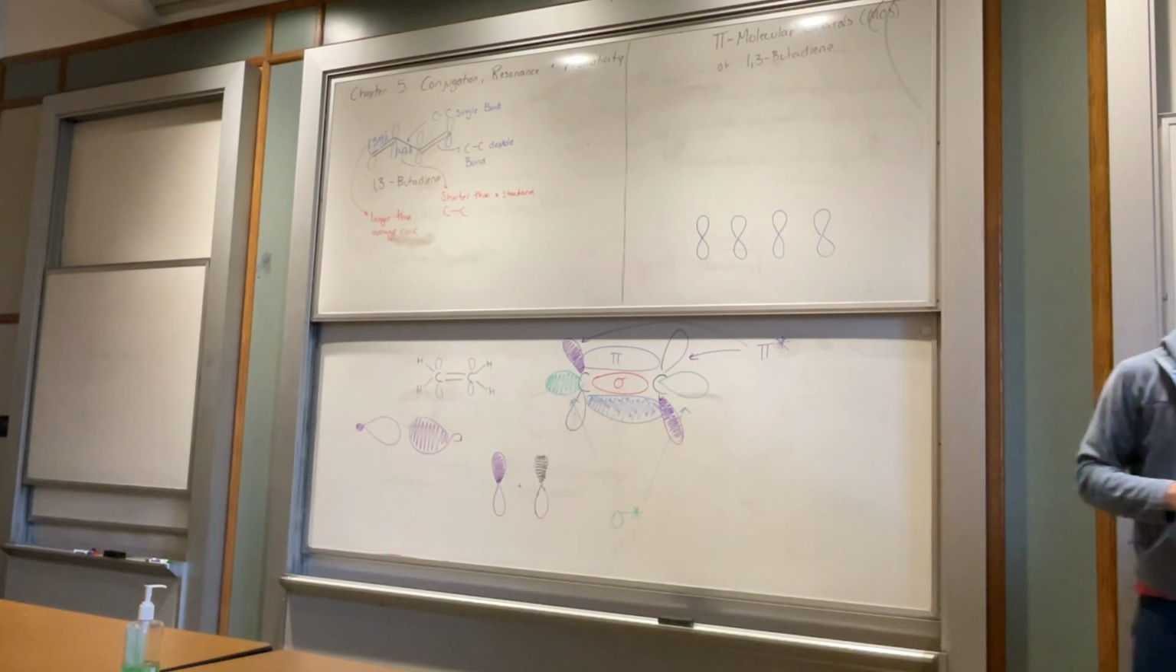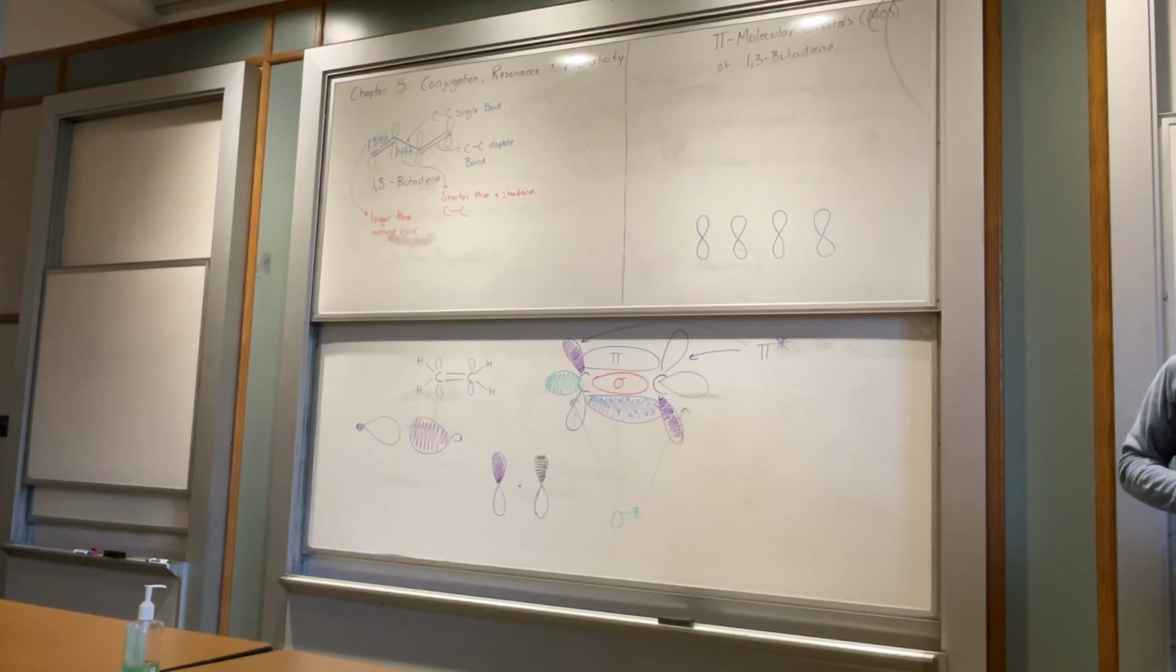So in that molecule, 1,3-butadiene, is one of them bonded in phase and one of them bonded out of phase with the double bond? That's what we're going to look at next.